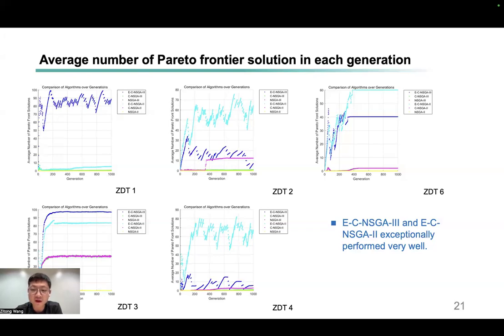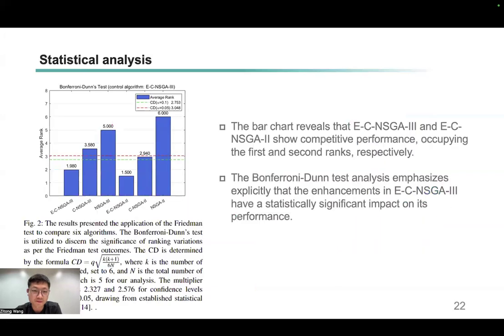Across all test functions, ECNJ3 and ECNJ2 consistently outperform the other four algorithms in different ZDT functions, highlighting the advancement in handling multi-objective problems by the newer generation algorithm.